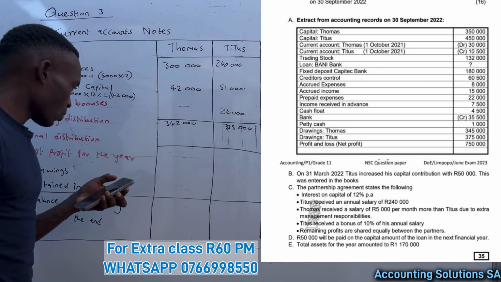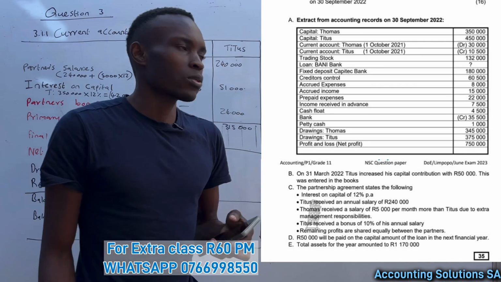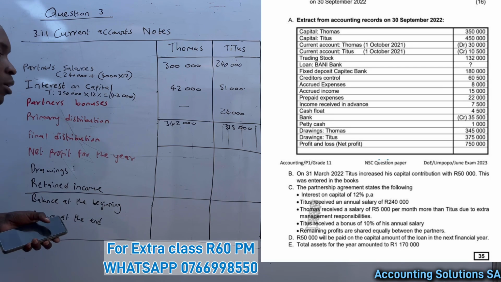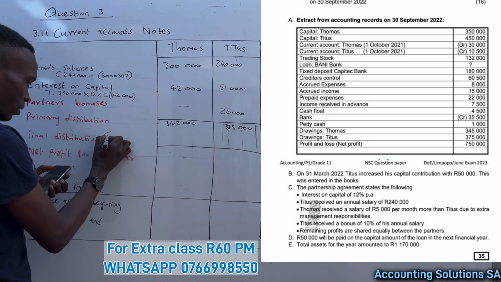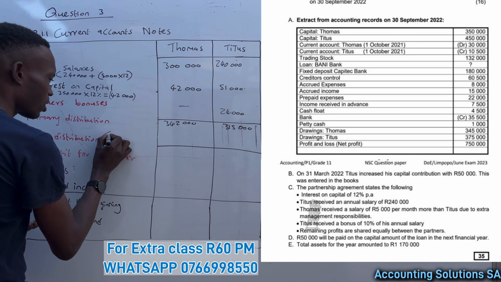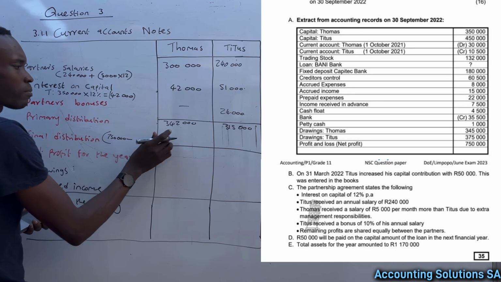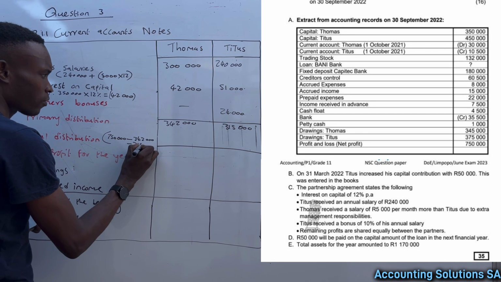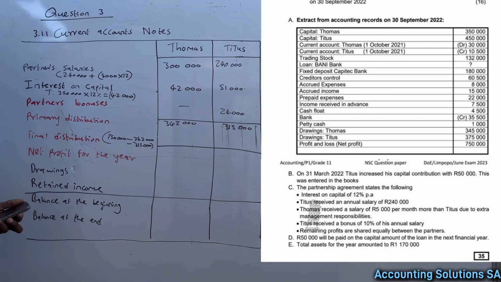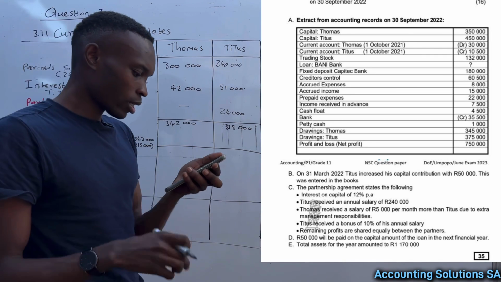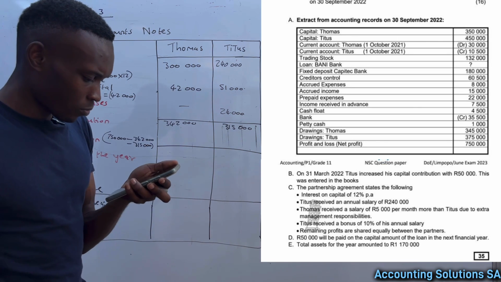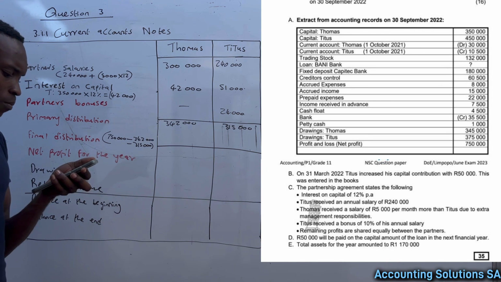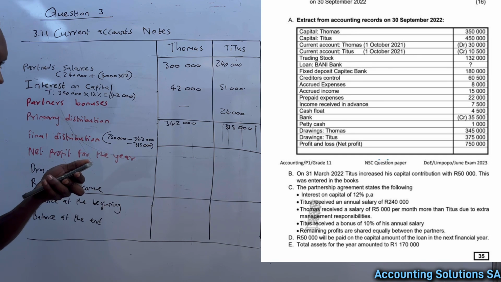Okay, then now the next one is final distribution. When we talk about a final distribution, it's going to be very simple. For a final distribution, we take net profit. If you check the net profit, they say that it is 750,000, and we subtract these two, minus 342,000 and minus 315,000. Okay, then the answer that you are going to get, you need to read the last bullet. The last bullet says that the remaining profit is shared equally between the partners.